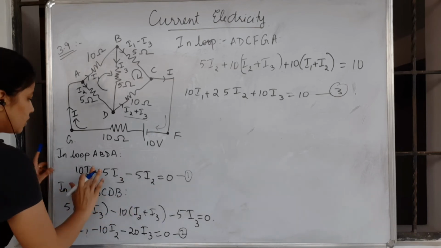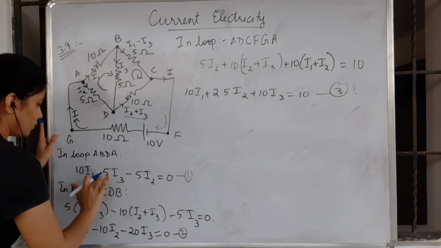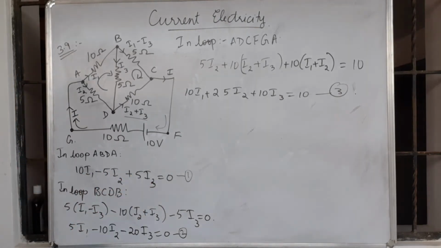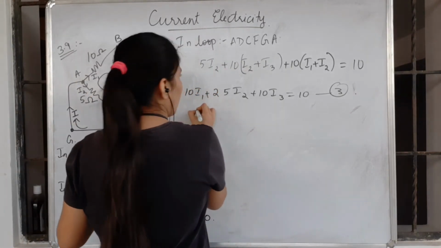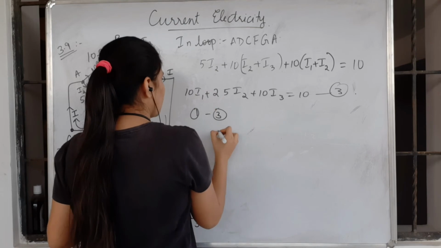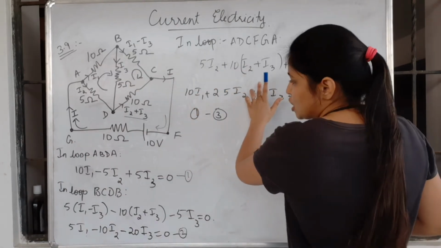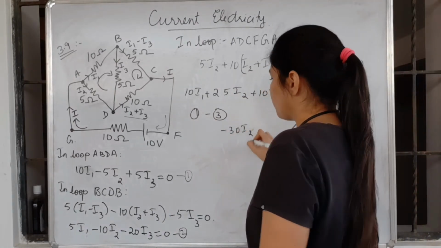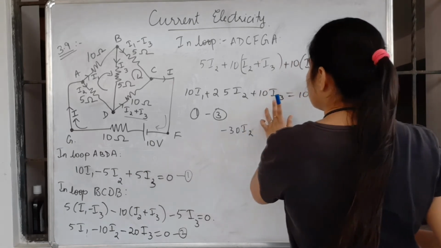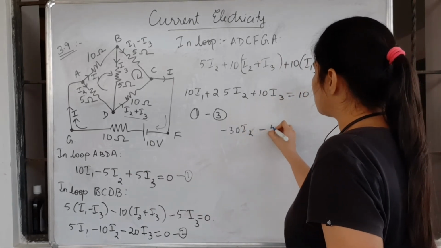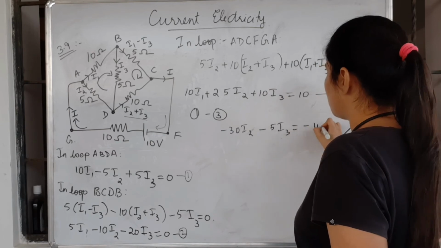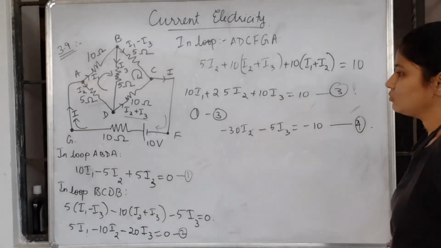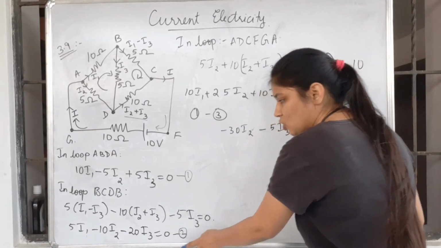I'll just interchange and write this: minus 5 I2 plus 5 I3. Now you have to subtract 1 minus 3. What will you get? Minus 5 I2 minus 25 I2, so that will be minus 30 I2. Then this minus this, so minus 5 I3 is equal to minus 10. Let us keep this equation as number 4. Now you multiply this equation by 2.